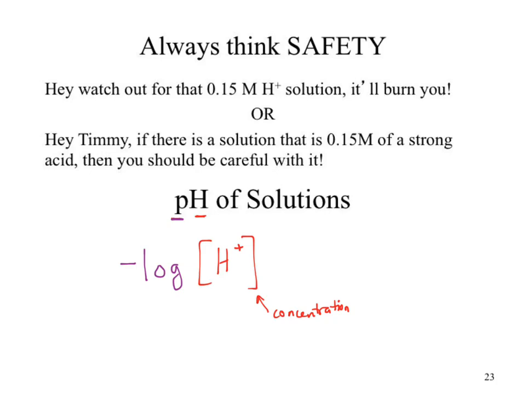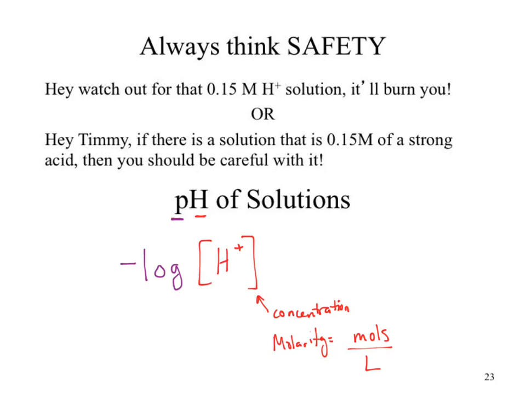That's not a unit, that's a number. Close. We're looking at solutions, so we're looking at molarity. And this is going to be moles per liter. So if I want to calculate the pH of any given solution, all I have to do is determine the concentration of H+ in said solution, and then do negative log of that. Now I have the pH.